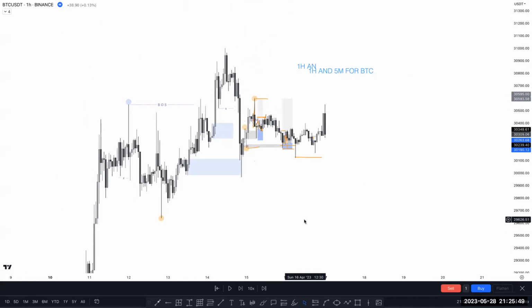So at the current price action, as per the current price action, what are you looking for here?